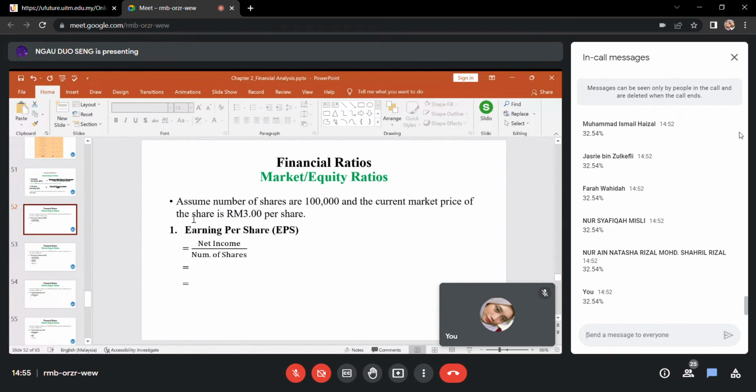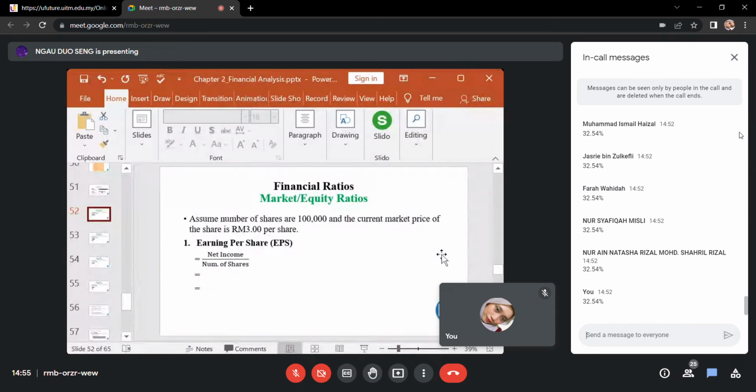So next, we assume number of shares are 100,000, and the current market price of the share is 3 ringgit per share. So you calculate earning per share. It's easy, you just put in, then you just calculate. Then you tell me what is the answer. So net income, and then you can see the market price is given, the share price given, number of shares given.